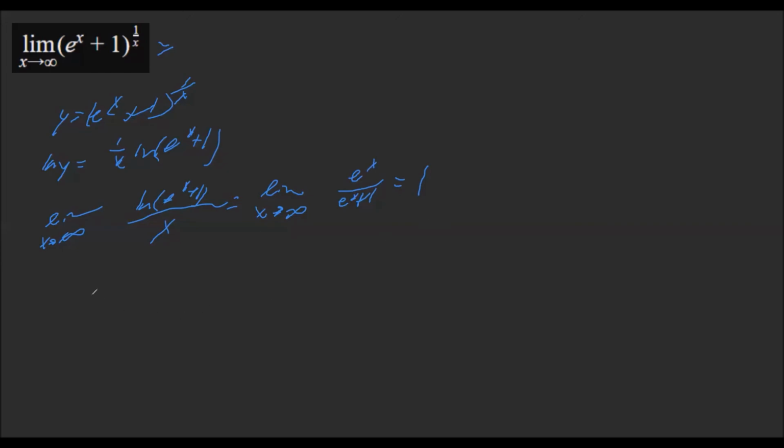Now keep in mind that this is what natural log y is equal to. Natural log y is equal to 1. So what we're going to do is raise both sides by e, and we end up with y equals e. That is basically it for this video.